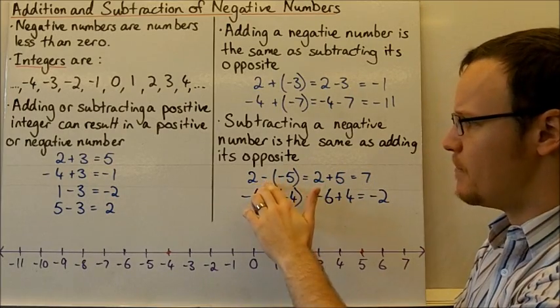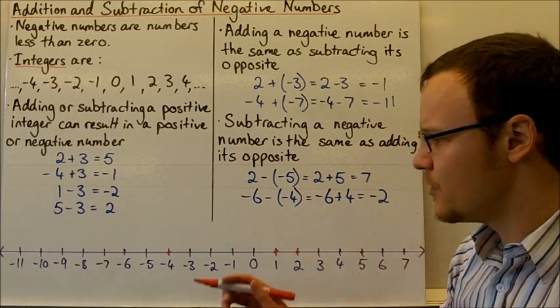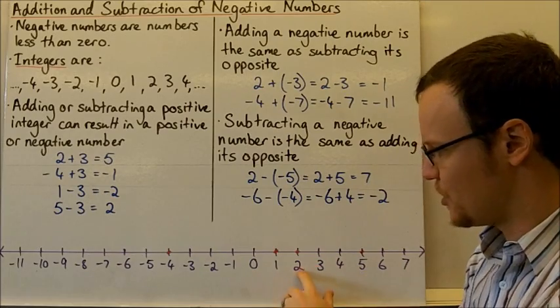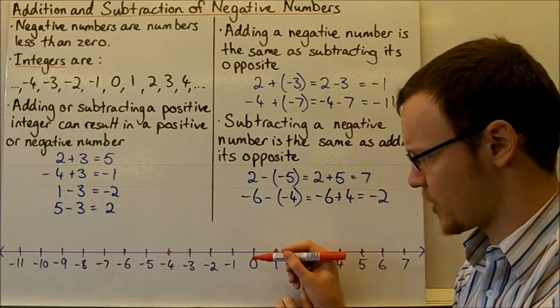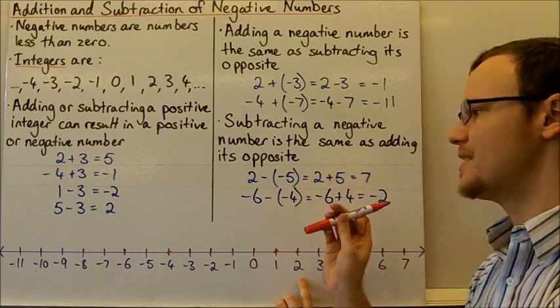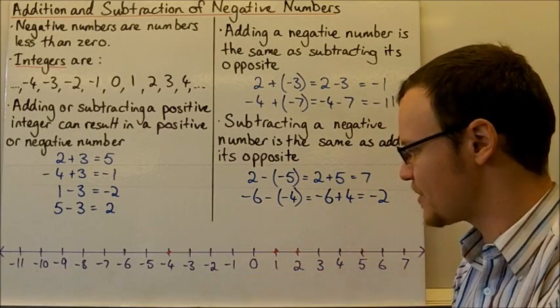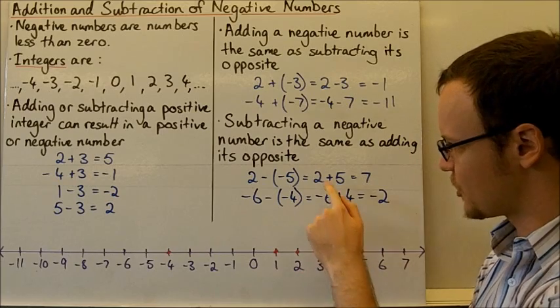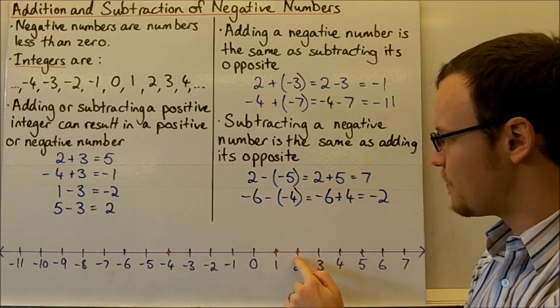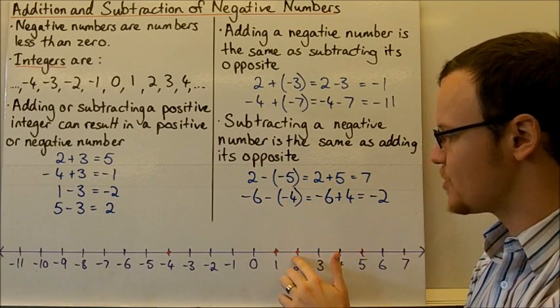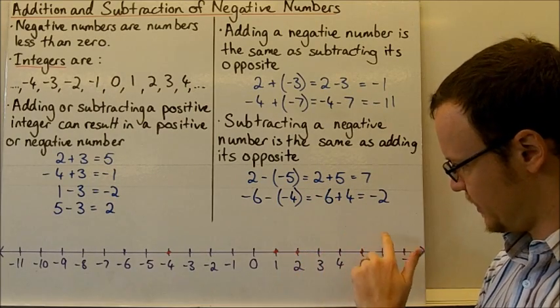So 2 minus negative 5. Normally if we're subtracting, we start at 2 and move in this direction, but because we're subtracting a negative, we get that negation again. So subtracting a negative means we're going to move to the right, in the positive direction. 2 minus negative 5 is the same as 2 plus 5: 1, 2, 3, 4, 5.